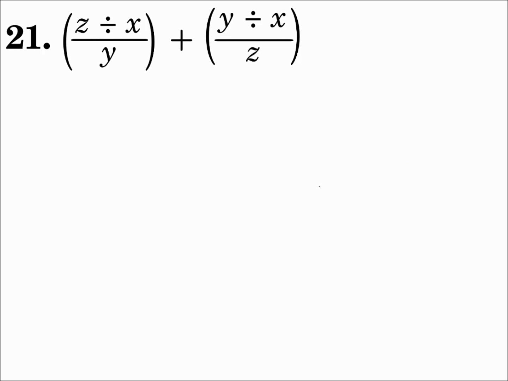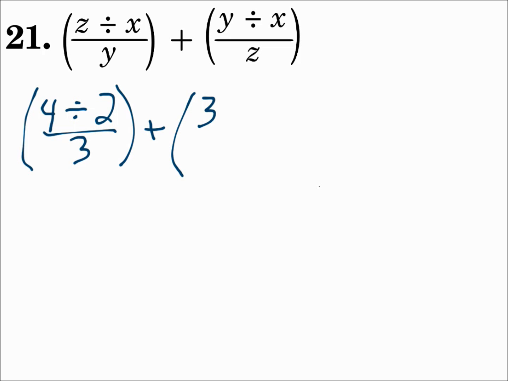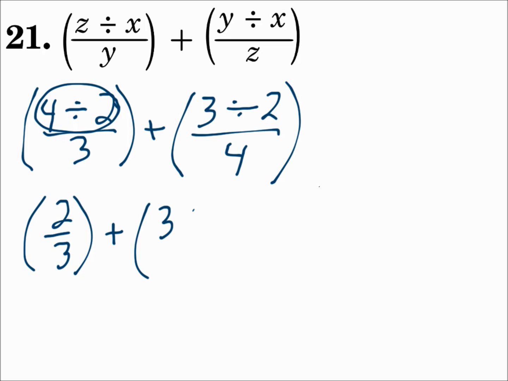For number 21, start by substituting in for the variables. Z is 4, X is 2, Y is 3, Y is 3, X is 2, and Z is 4. Now do the order of operations. Parentheses first. I have 2 sets. We'll go left to right. On the left, within the parentheses, you have a fraction. Do the numerator first. 4 divided by 2 is 2. 2/3 is finished.